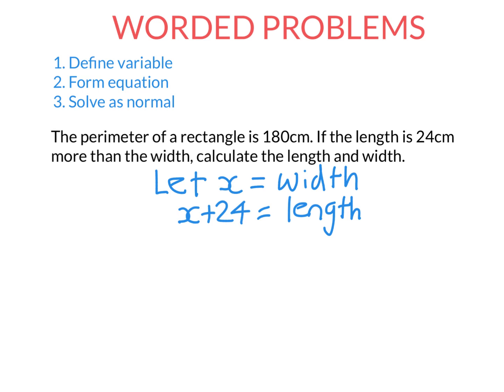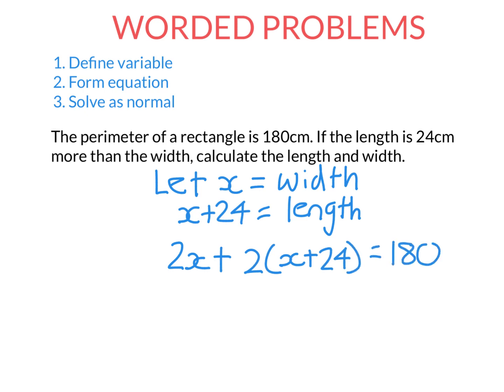So secondly, we're going to form an equation. So the perimeter of a rectangle is 2 times width plus 2 times length. It's length plus width plus width. We're told in the question that that equals 180. So we've rewritten this information using mathematical symbols. Now we can just solve as normal.